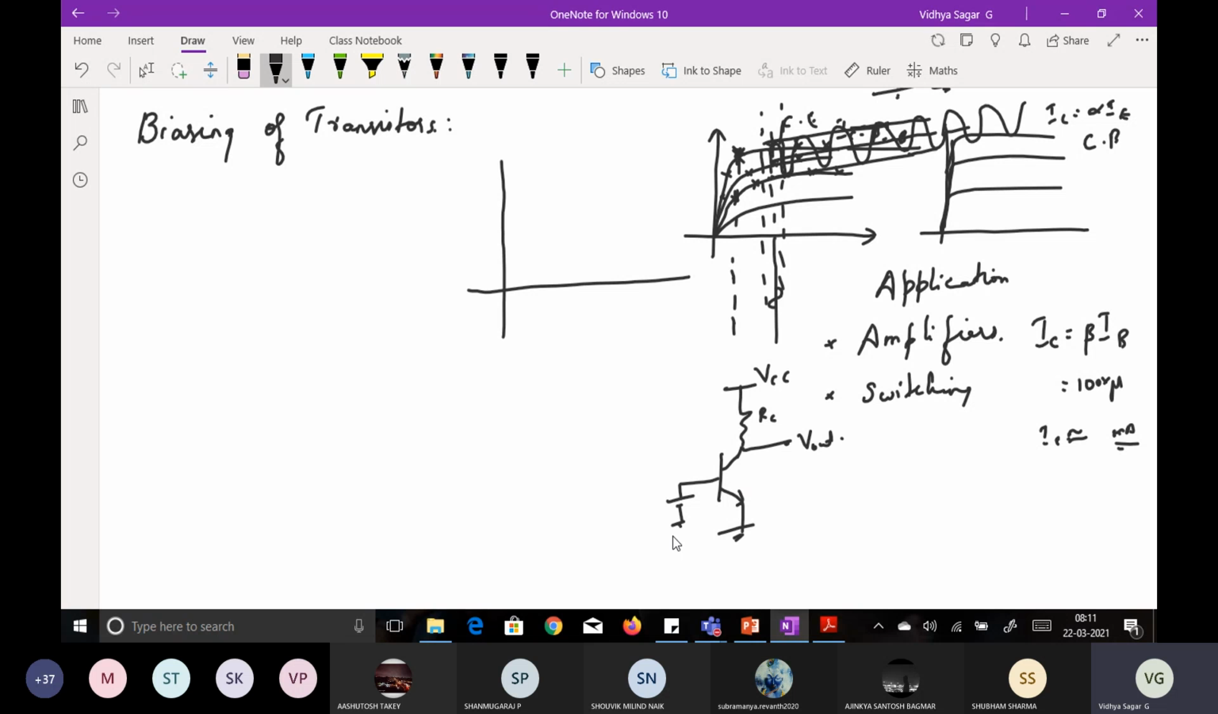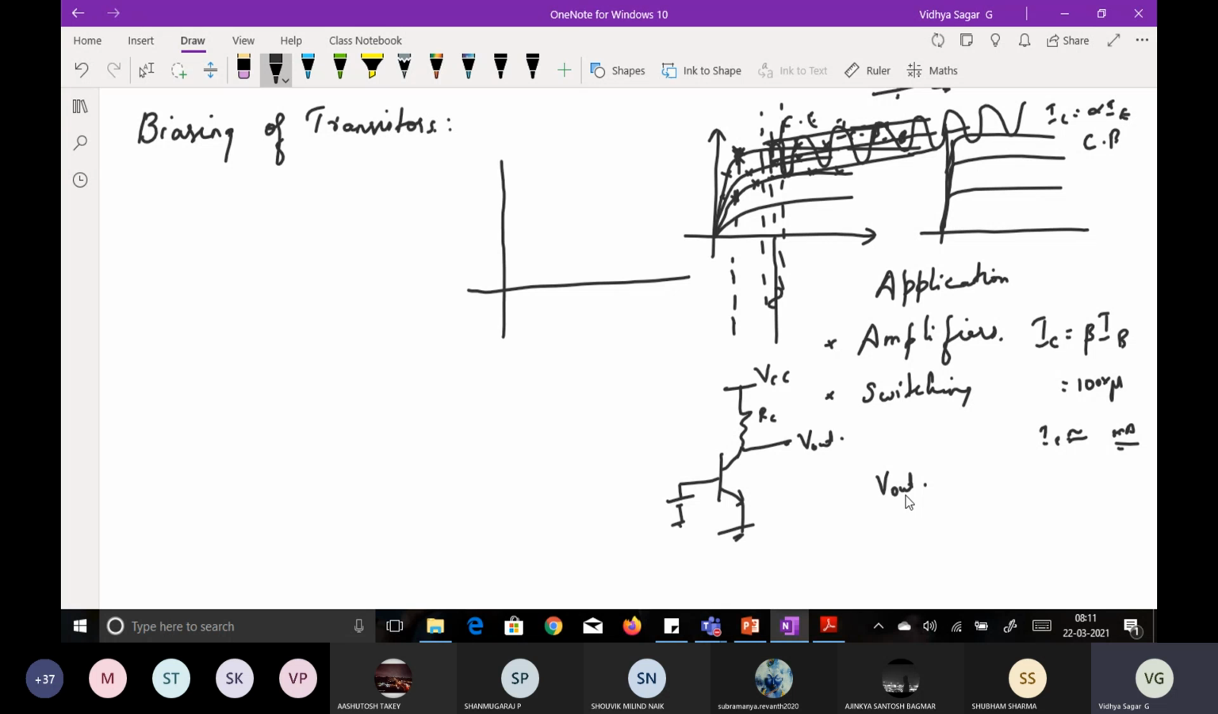A basic circuit: a transistor connected with a resistor and connected to supply. Fine. So here, what will be your output when I'm applying an input signal? When I'm applying an input signal, your output will be V output.